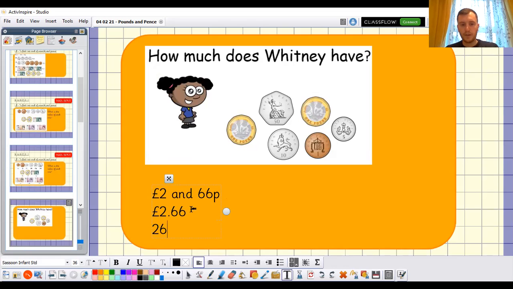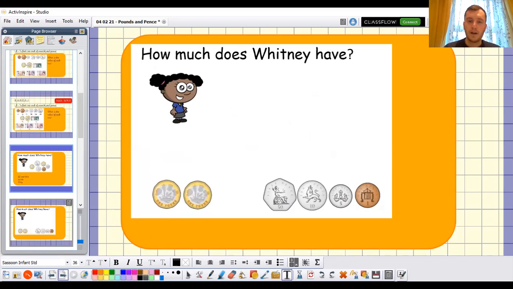You might also, if you're feeling very confident, just show it in pence. It would be 266 pence, because there are 100 pence in each pound, so 200 pence in £2 plus the extra 66 pence, and you get 266 pence. The one we'd usually use is that one in the middle.